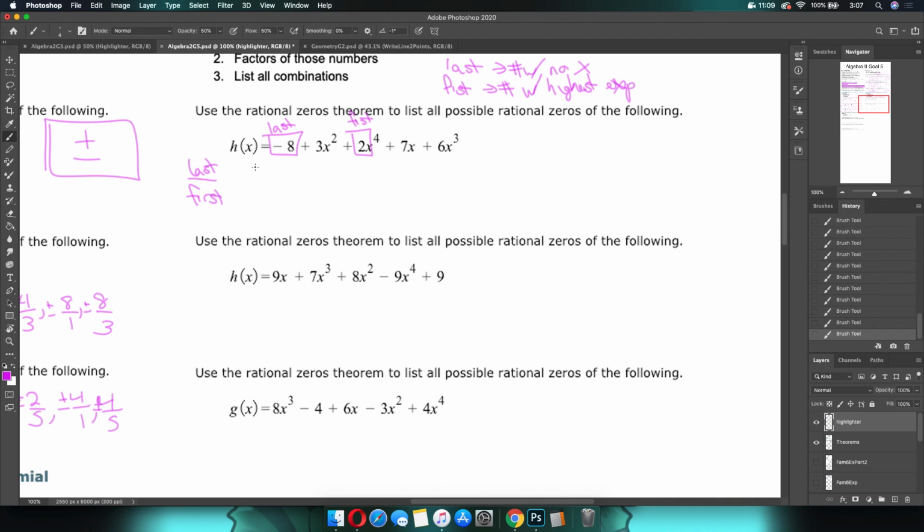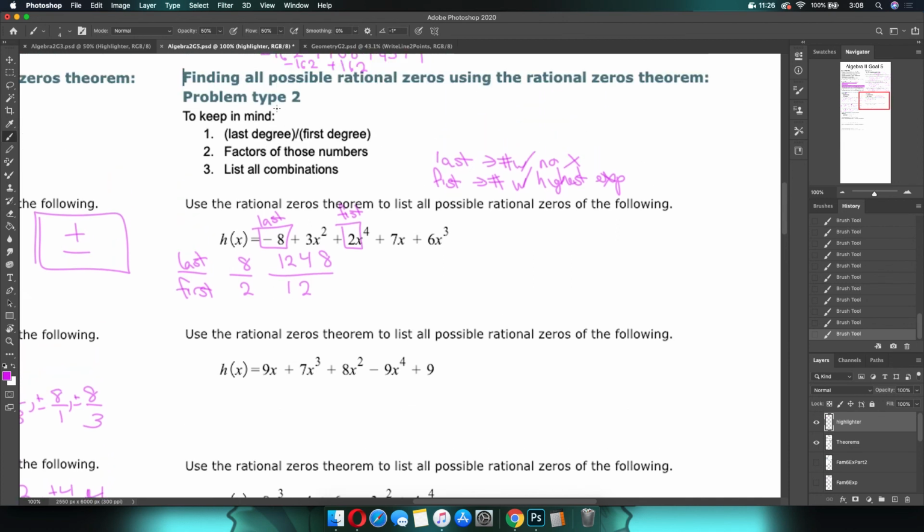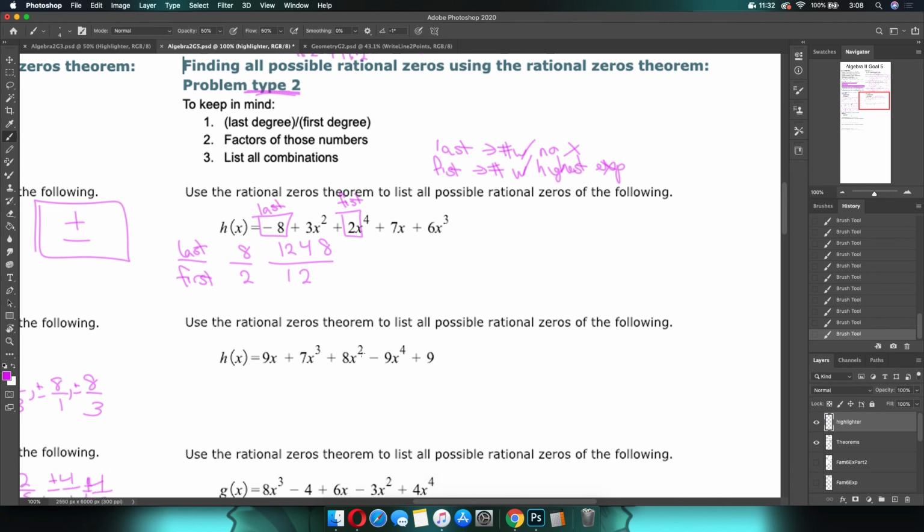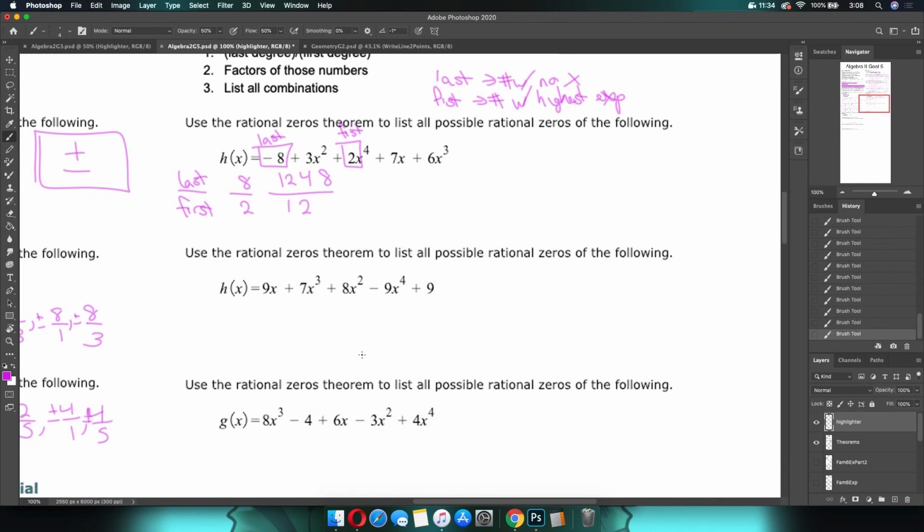And what do we have? We have 8 and we have 2. And we want all of our combinations, right? So we need all of our factors. We have 1 and 8 and 2 and 4. 2 only breaks down to 1 and 2. Now we need all possible combinations. There are two reasons why this is considered problem type 2. The first thing it does is that it mixes up the order. The second thing it does is that it will sometimes give you double fractions, and we kind of have to be careful of those, and I want to show you what I mean.